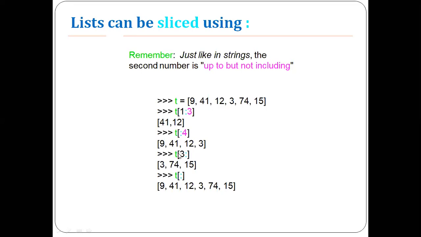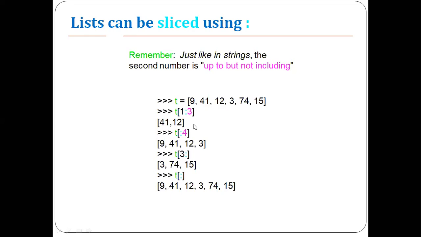And similarly t[3:] means that beginning from index 3 up to the end of the list, that is, from index number 3 up to the last element in the list. This is 0, 1, 2 and 3, this is the beginning, index number 3, up to the last element. What is the last element? 15 is the last element. 3, 74 and 15 will get printed. And if both n and m are absent, then it would print the entire list, right?